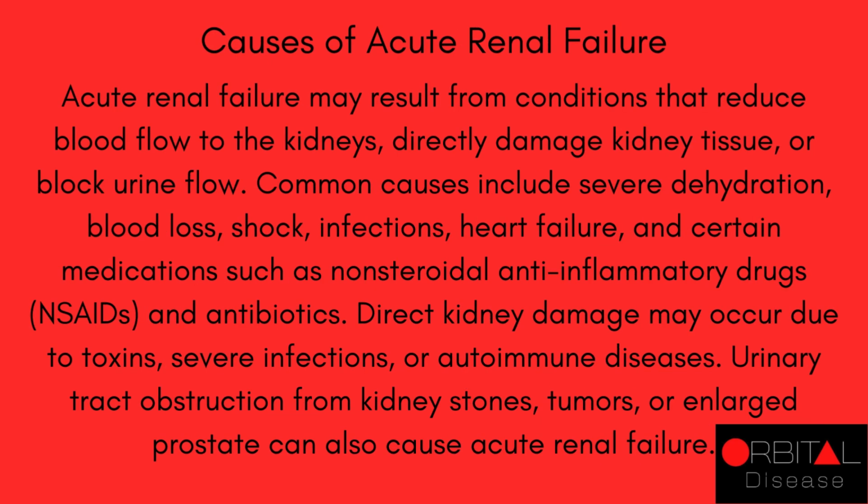Causes of acute renal failure. Acute renal failure may result from conditions that reduce blood flow to the kidneys, directly damage kidney tissue, or block urine flow. Common causes include severe dehydration, blood loss, shock, infections, heart failure, and certain medications such as nonsteroidal anti-inflammatory drugs, NSAIDs, and antibiotics. Direct kidney damage may occur due to toxins, severe infections, or autoimmune diseases. Urinary tract obstruction from kidney stones, tumors, or enlarged prostate can also cause acute renal failure.